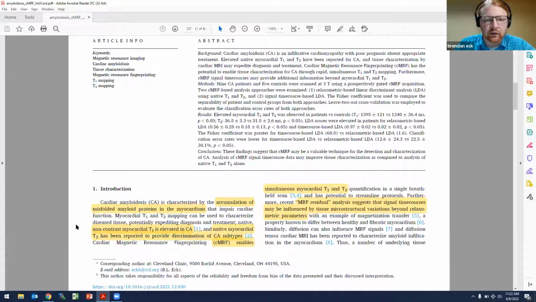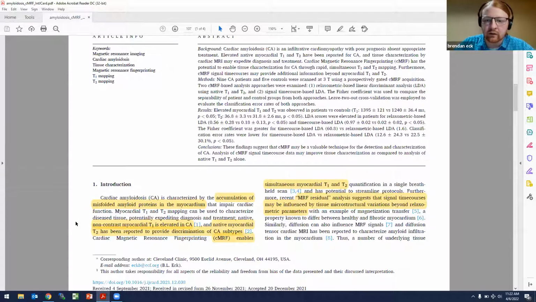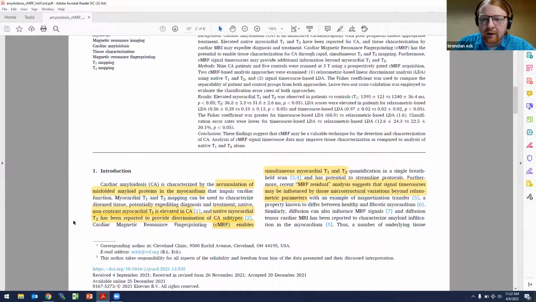So native non-contrast myocardial T1 is elevated in amyloidosis, and native myocardial T2 has been reported to provide discrimination of cardiac amyloid subtypes. Cardiac MR fingerprinting enables simultaneous measurement of myocardial T1 and T2, as well as other parameters, as you just saw. And this can be done in a single breath-held scan. So this has potential to streamline protocols. And additionally, there may be more information in these cardiac MRF signals.